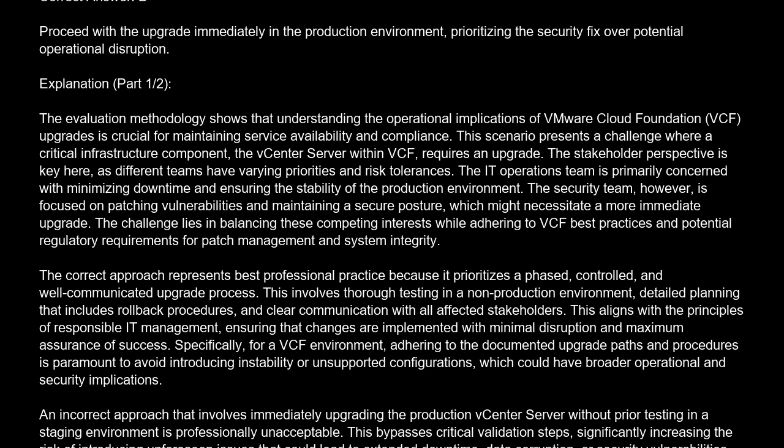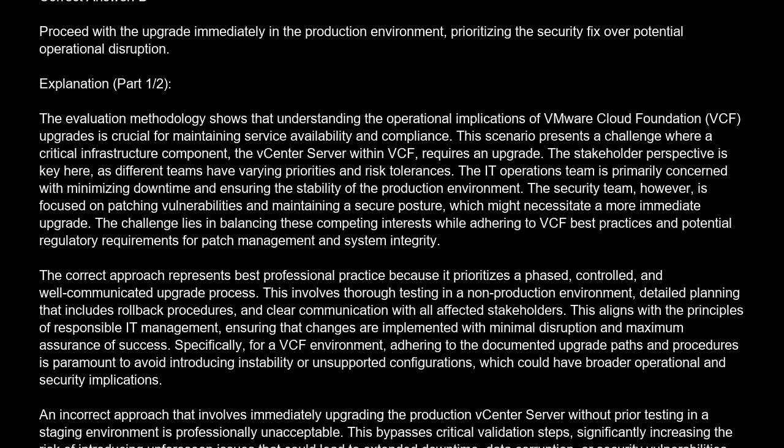This scenario presents a challenge where a critical infrastructure component, the vCenter server within VCF, requires an upgrade. The stakeholder perspective is key here, as different teams have varying priorities and risk tolerances. The IT operations team is primarily concerned with minimizing downtime and ensuring the stability of the production environment.